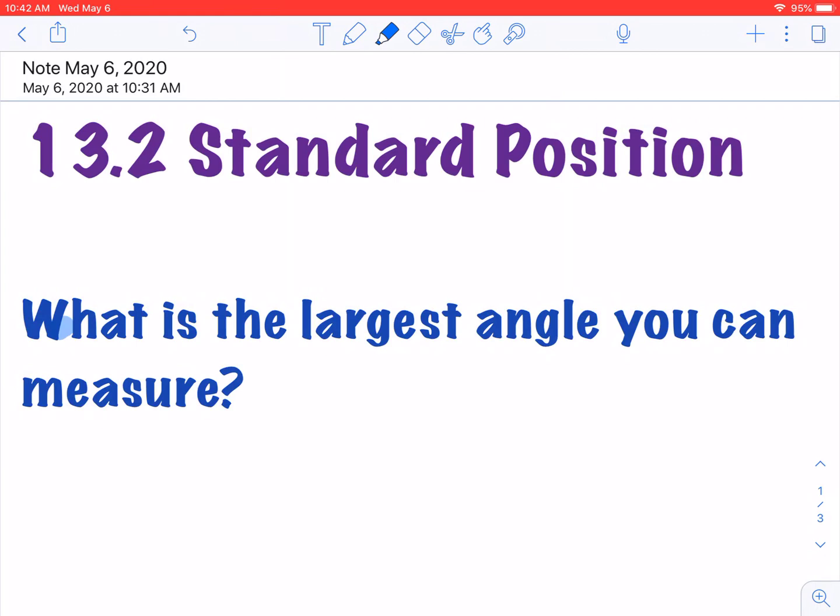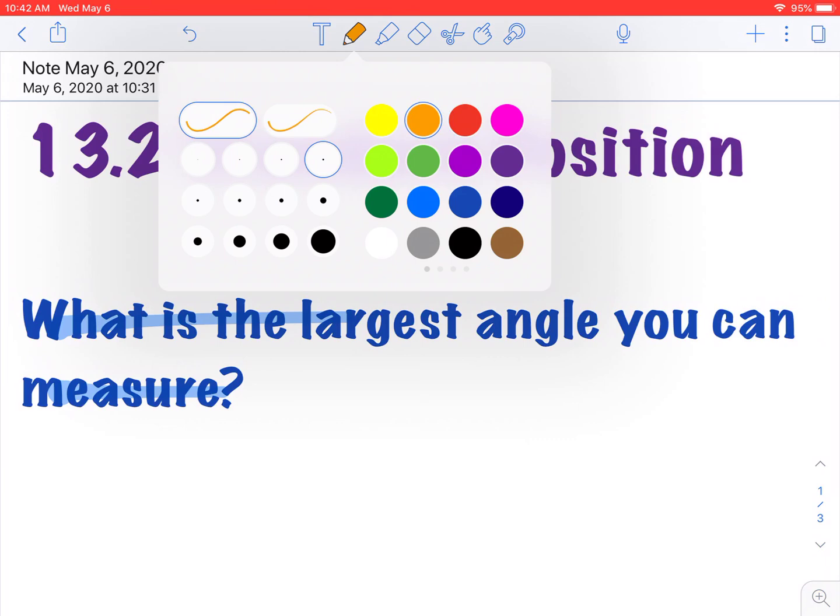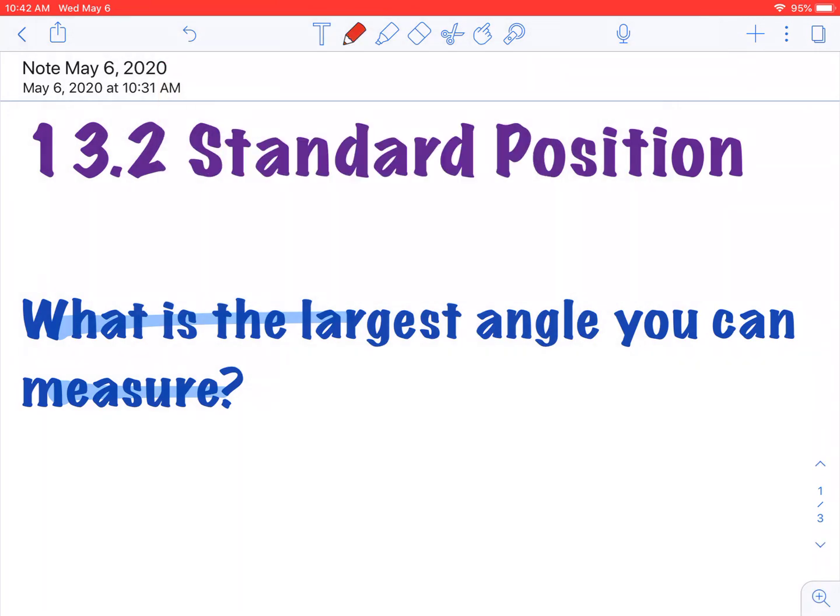First, think for a second. What is the largest angle that you can measure? If you need to, pause the presentation at this time while you think of your response. But if you're thinking through, I'm willing to bet that the majority of us would probably start off and say, well, the largest angle we can measure is around 360 degrees. Maybe even 359.9 repeating, or maybe 360 degrees, because that's one complete circle.